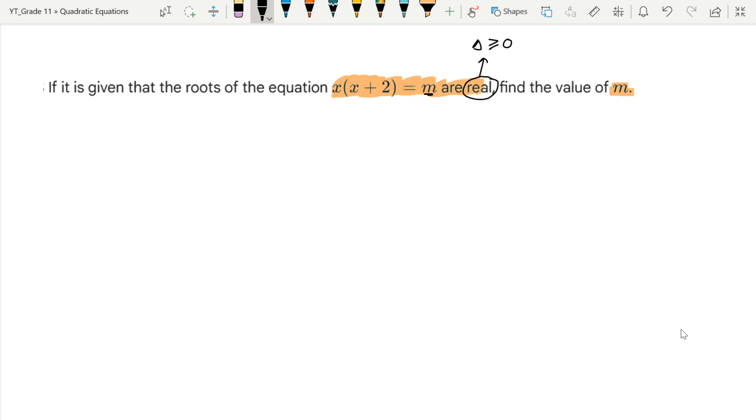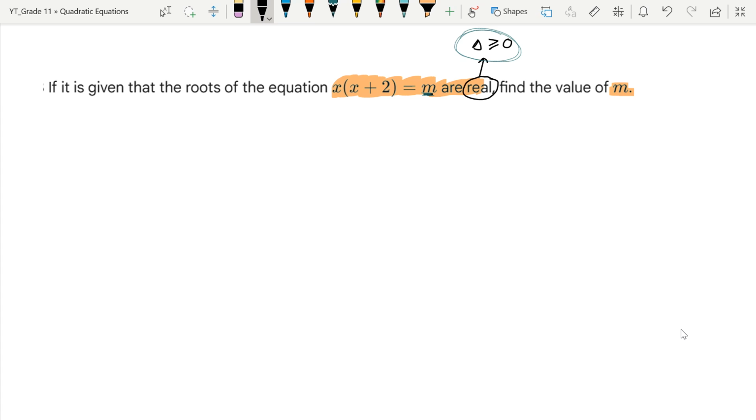Why do I also make it equal to 0? Because if delta is equal to 0, it means that there will be one root, but it's still real. So if they are telling us that our roots are real, it means that our delta is bigger or equal to 0. So we can use that. Then we need to find that m. Where does that m come in?